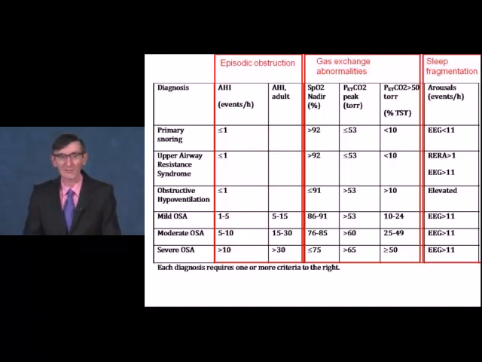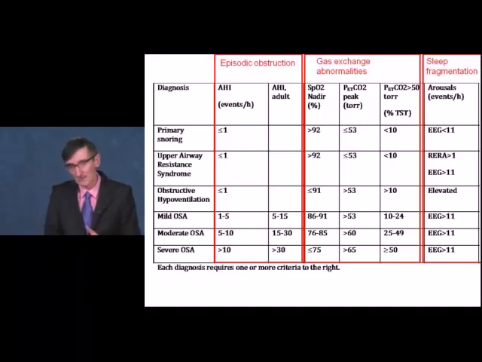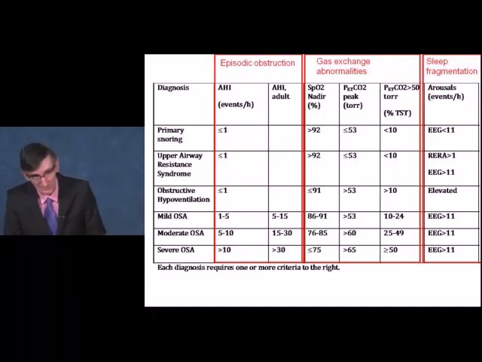So a primary snorer just snores and has no apnea, an apnea-hypopnea index of less than 2, and in our lab it would be less than that; in other labs it would be less than 1. Now, there's nothing wrong with the O2 sats. The nadir, the lowest number, is always greater than 92. The end-tidal CO2 does not particularly go up. And most kids have microarousals, and they don't have elevated microarousals.